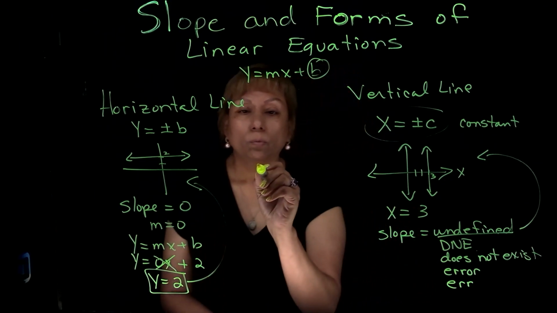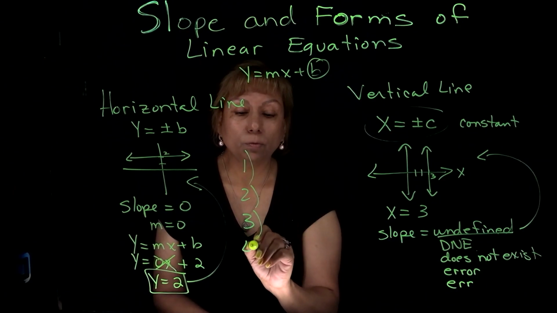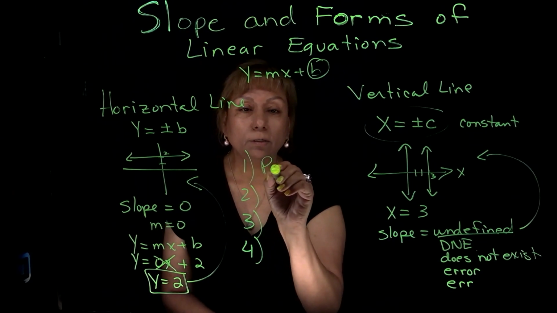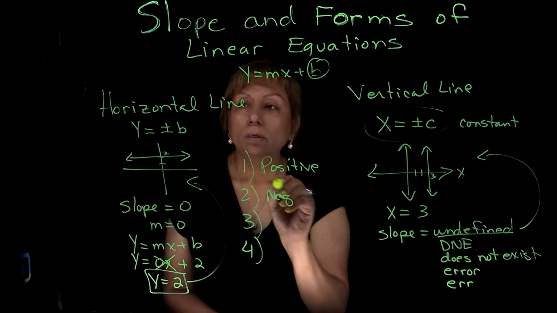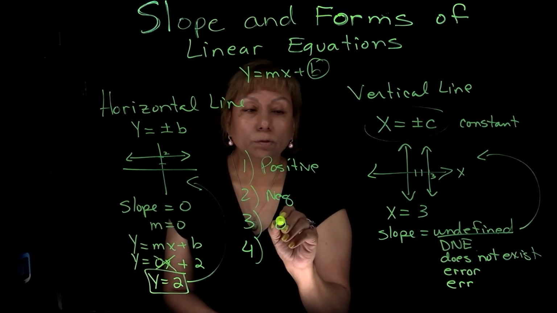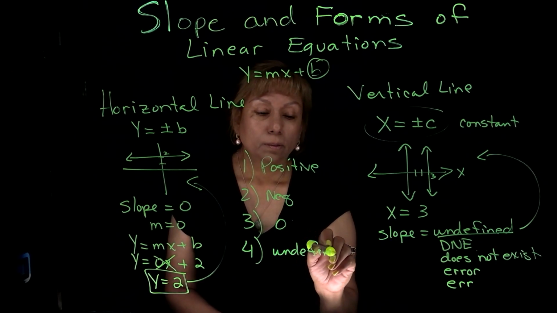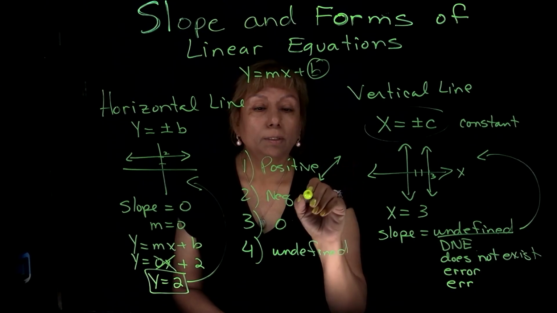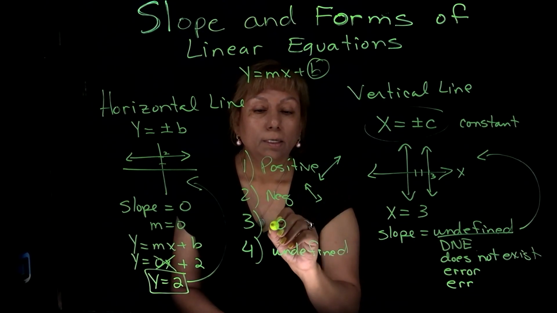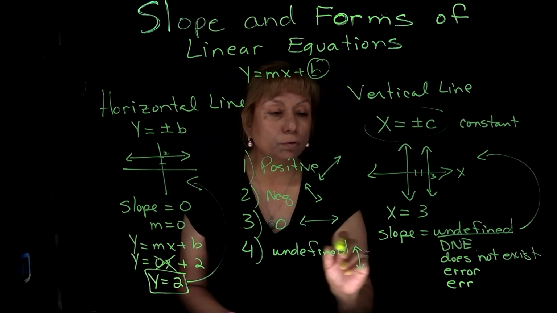So real quick as a recap, we have 4 types of slopes. Remember, we have the positive slope, we have the negative slope, we have a 0 slope, and then we have an undefined slope. Positive, remember, the slope goes up, negative goes down. A 0 slope is a horizontal line, and an undefined slope is a vertical line.